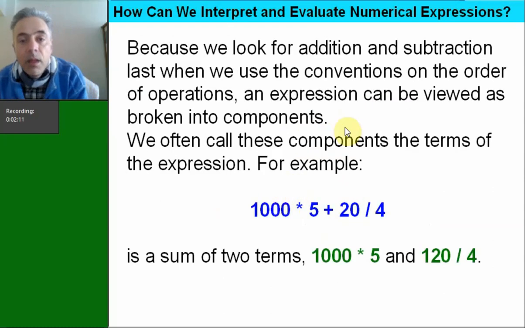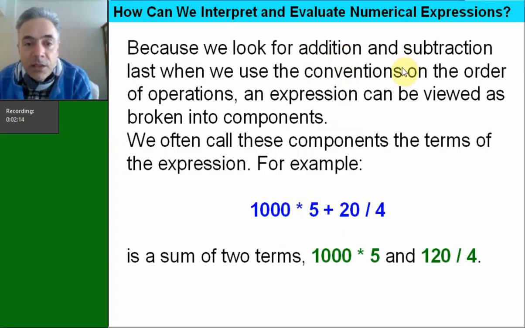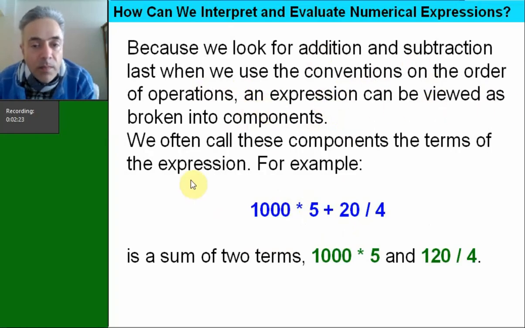Because we look for the addition and subtractions last when we use the convention on the order of operations, an expression can be viewed as broken into components. We often call these components terms of the expression. For example, 1000 times 5 plus 20 divided by 4 is a sum of two terms, 1000 times 5 and 20 divided by 4, because they are separated by the addition symbol.